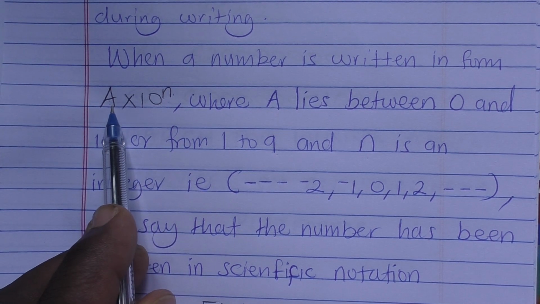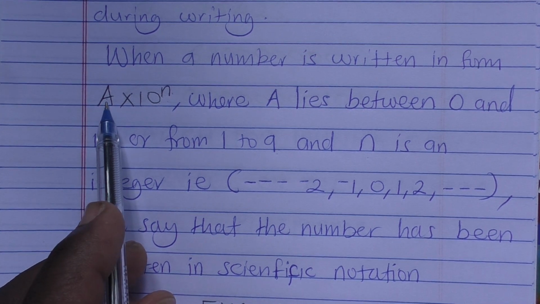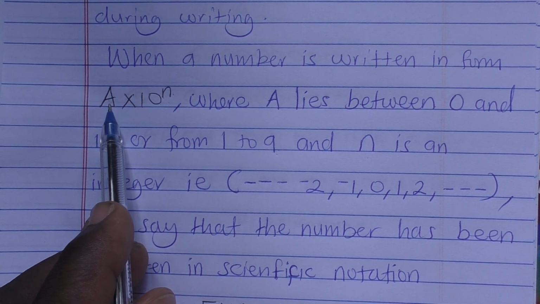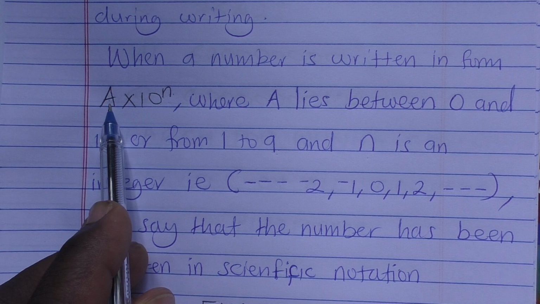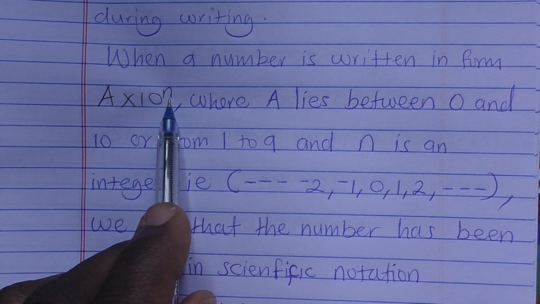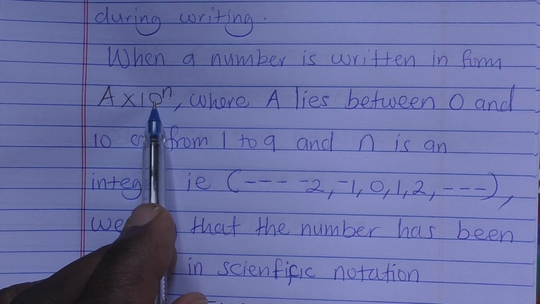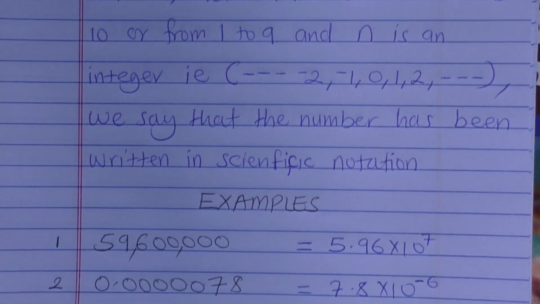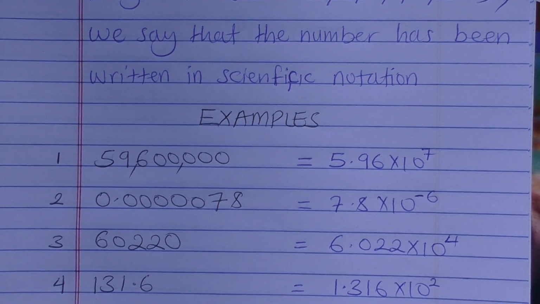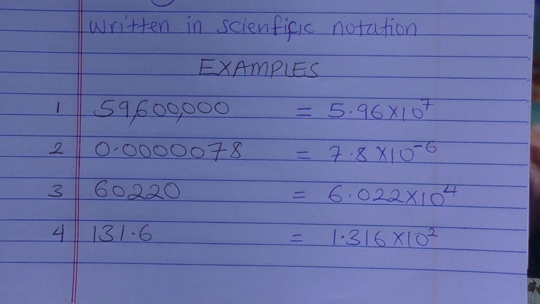But a should be from 1 to 9, one figure. We don't write two figures there, unless we have a point somewhere, and that point should not come after 2 digits. It should be after 1 digit, as we shall see in the examples. Then the power on 10 can be either negative or 0 or positive. So let us look at examples of how we change numbers to scientific notation.